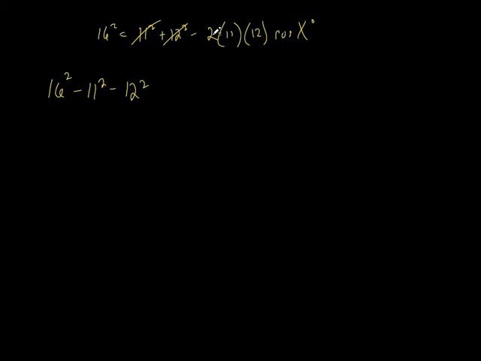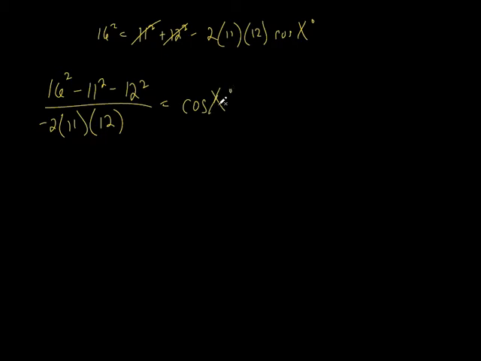Now I have to get rid of the negative 2, the 11, and the 12. They're all being multiplied, correct? So how do you get rid of something that's being multiplied? You divide. See how easy this is? 12. And that's equal to the cosine of x, isn't it?